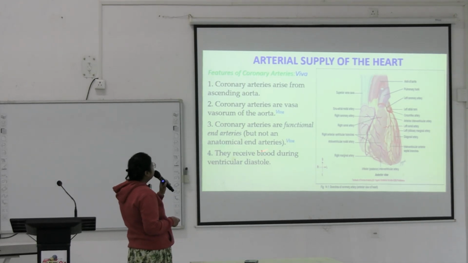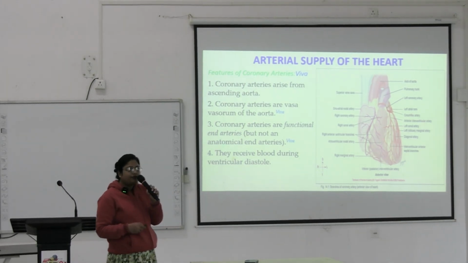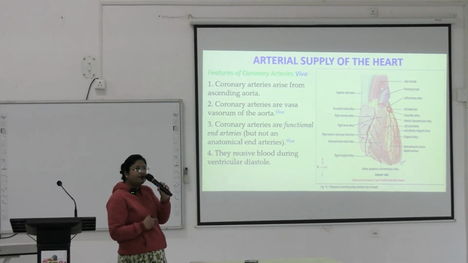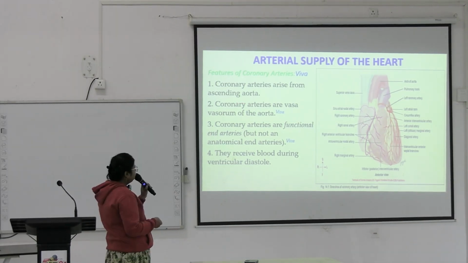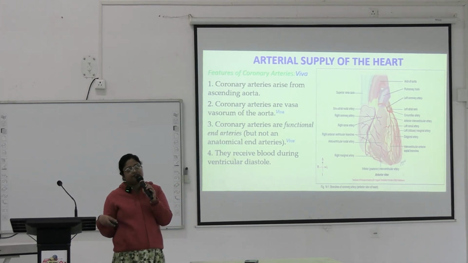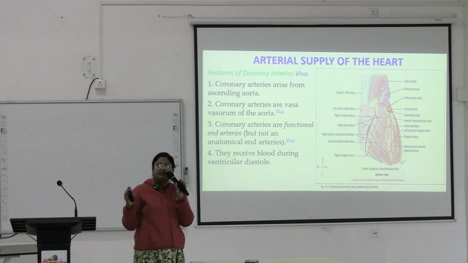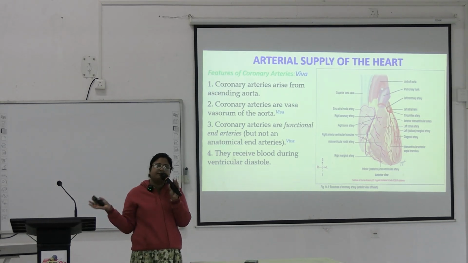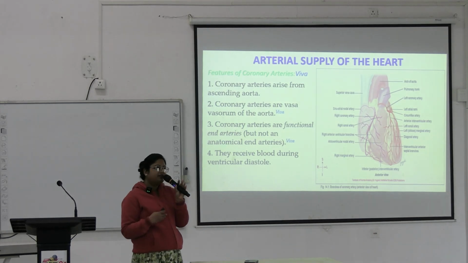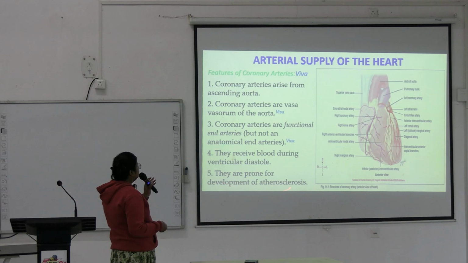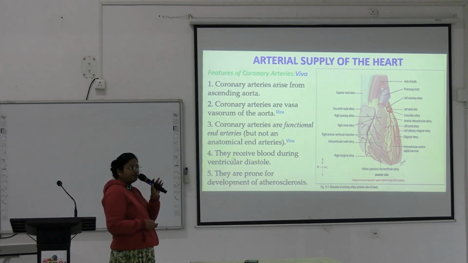This is also an important explain why question: why coronary arteries are functional end arteries but not anatomical end arteries. In case of any blockage in this coronary artery, the distal portion will not get blood supply. Blood supply cannot come from the anastomotic portion from the other arteries. That's why it leads to ischemic heart disease, and they are prone to development of atherosclerosis and receive blood during ventricular diastole.